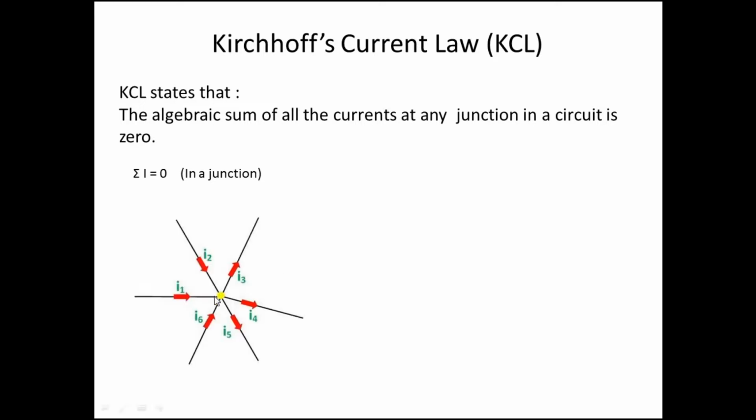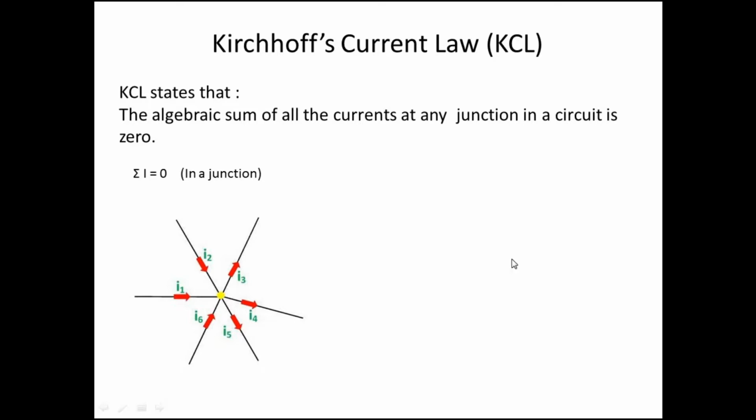Consider this junction from a circuit. There are a total of 6 currents associated with that junction: I1, I2, I3, I4, I5 and I6. According to KCL, the algebraic sum of these 6 currents is 0. The term algebraic sum means we have to take the sign into account. Here, the currents I1, I2 and I6 are entering the junction, and I3, I4, I5 are leaving the junction.